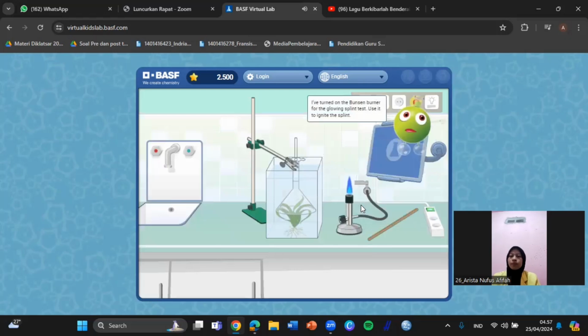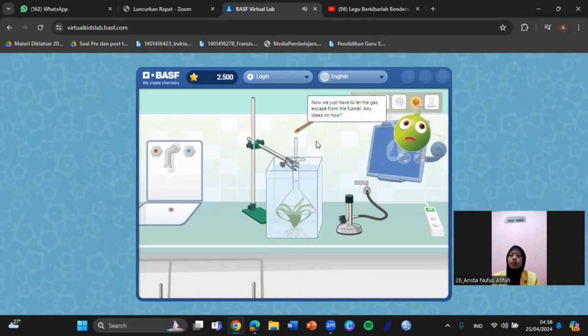I've turned on the Bunsen burner for the glowing splint test. Use it to ignite the splint. Excellent. Now, quickly blow it out and presto, we've created our glowing splint for the test. Now place the glowing splint over the funnel to bring it into contact with the gas.